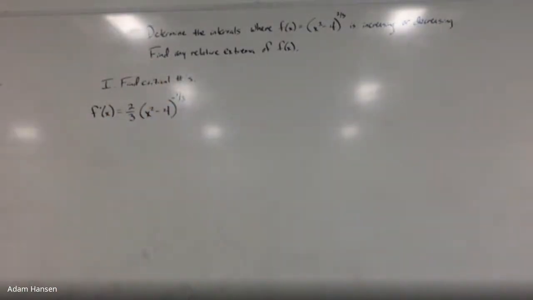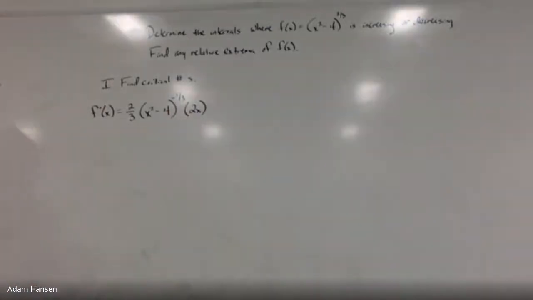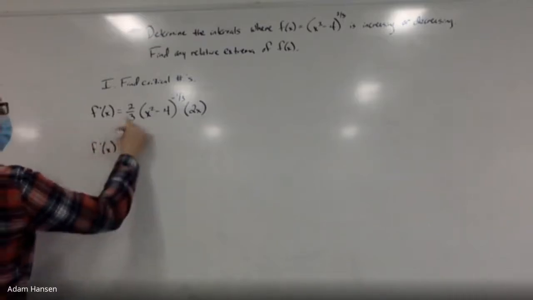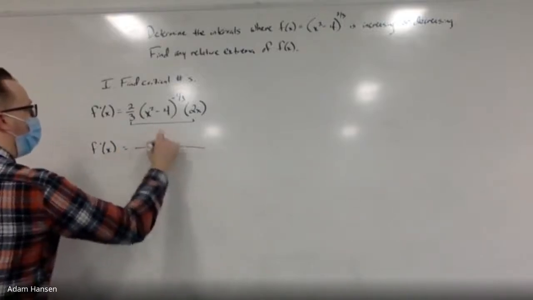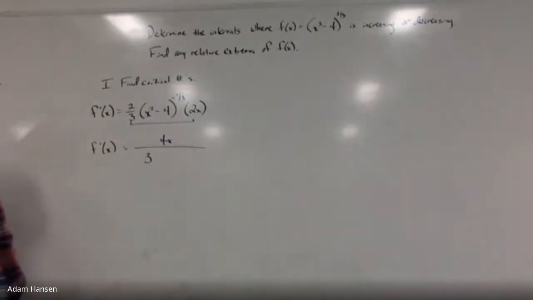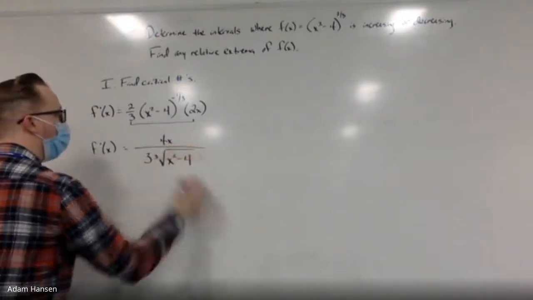I'm going to now multiply times the derivative of the inner function, according to the chain rule. So the derivative of x squared minus 4 is 2x. I can probably clean this up a little bit. Multiply 2x times 2/3. So that's 4x over 3. And then bring down the negative exponent: 3 cube root of x squared minus 4.